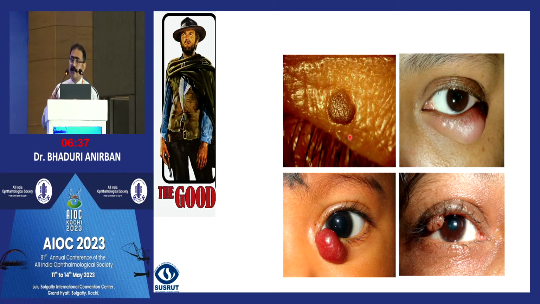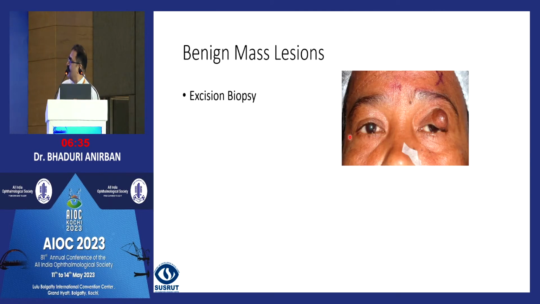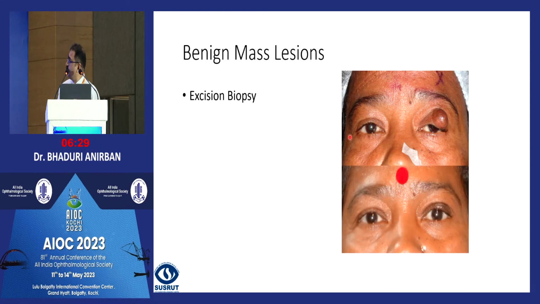All of these are benign lesions. What would you do with benign lesions? So benign lesions can be excised in toto. All right, your excision would be limited to the location of the lesion. All right, this is something that is often mistaken to be a chalazion. This is a tarsal cyst.